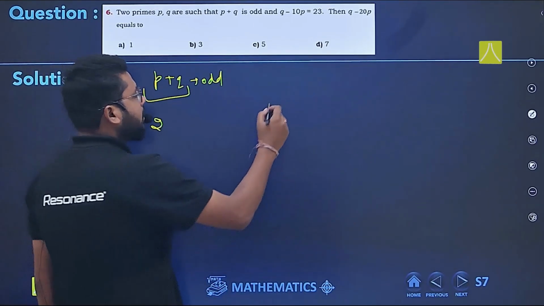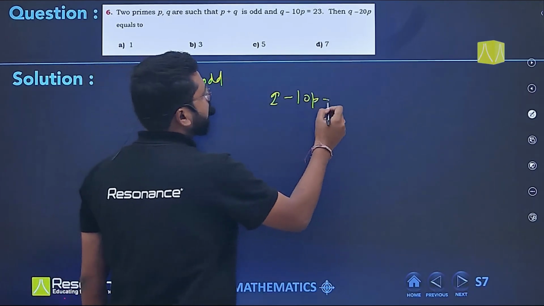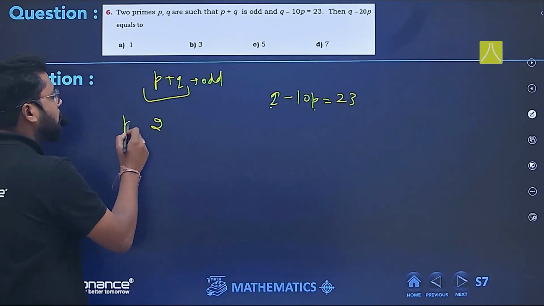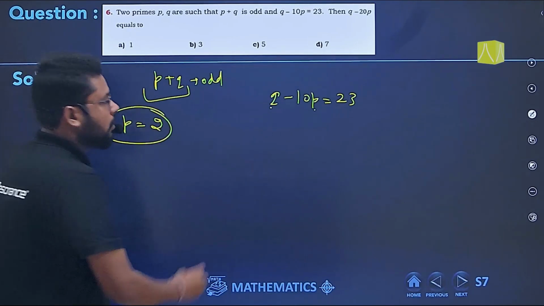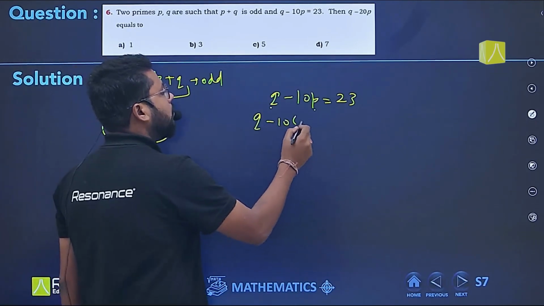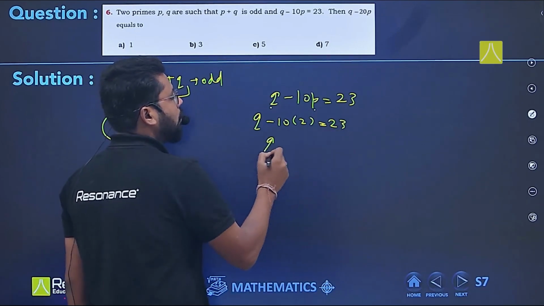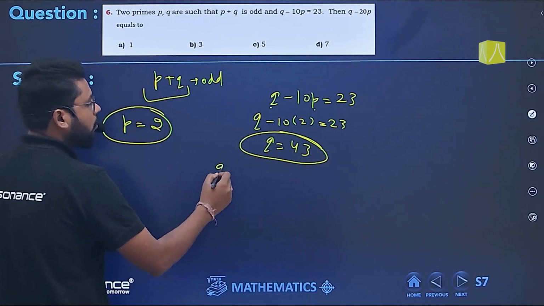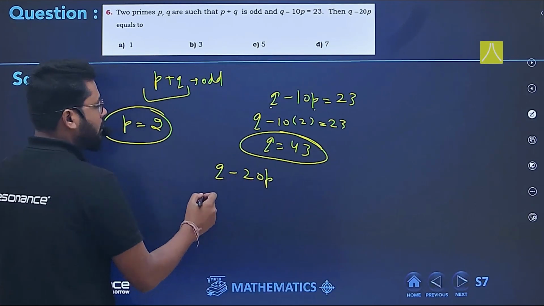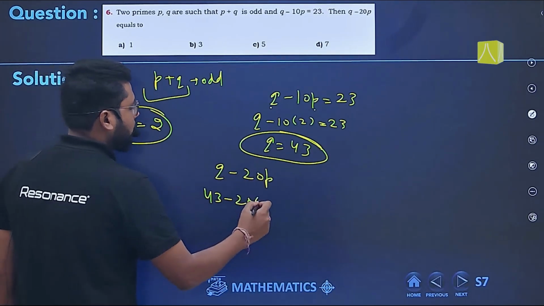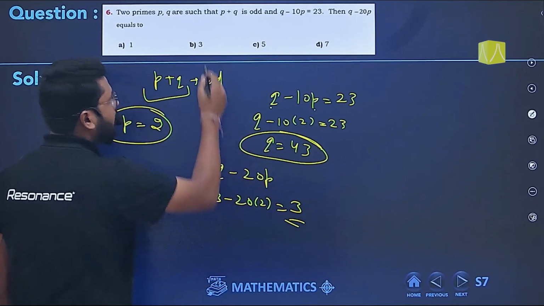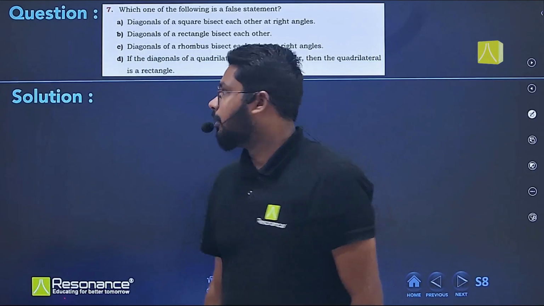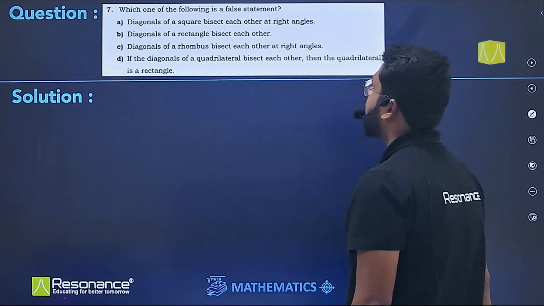But our second condition is Q minus 10P is equals to 23. This means Q is greater than 10P. So this shows that P is equals to 2. So Q minus 10 into 2 is equals to 23. So Q is what? 43. You will get Q as 43. So now we have to find the value of Q minus 20P. So it is 43 minus 20 into 2. That is 3. Now, our next question 7. Which one of the following is a false statement?